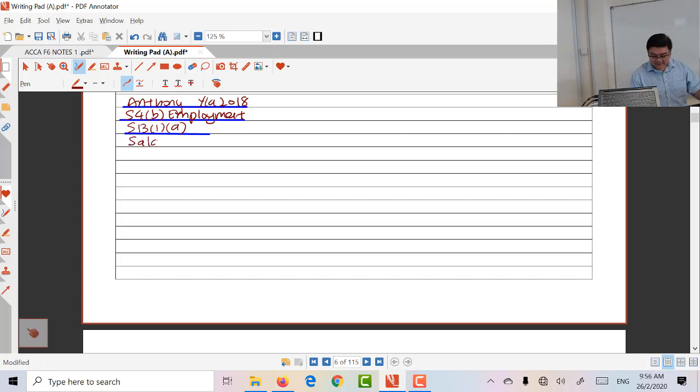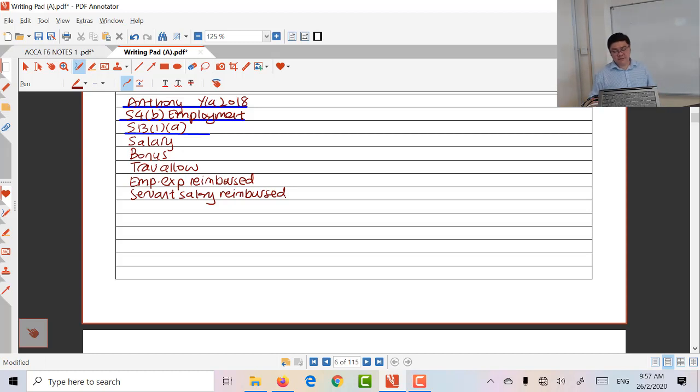If you run through the description, you notice there are 5 things mentioned. There's salary, there's bonus, traveling allowance, employment expenses reimbursed, and then your domestic servant, so your servant salary reimbursed. Okay, your first task now is to fill in the right figure. So I've given you all the pointers that you have to take into account. Just fill in the right figure. Okay, give 2 minutes to do that.